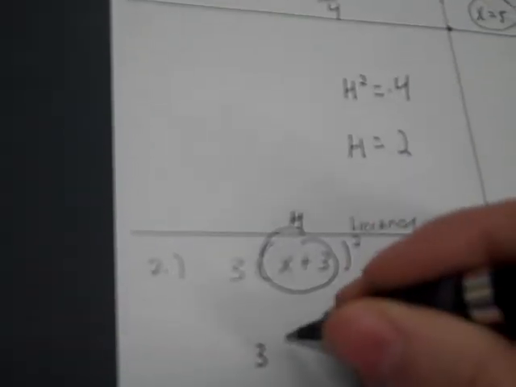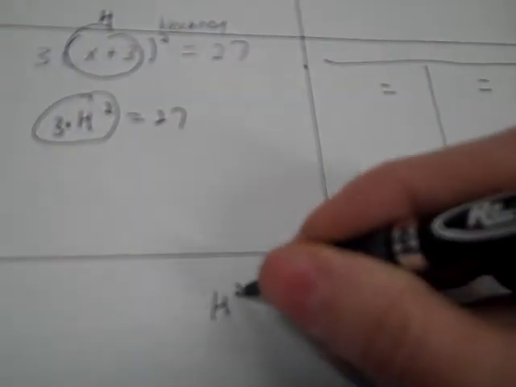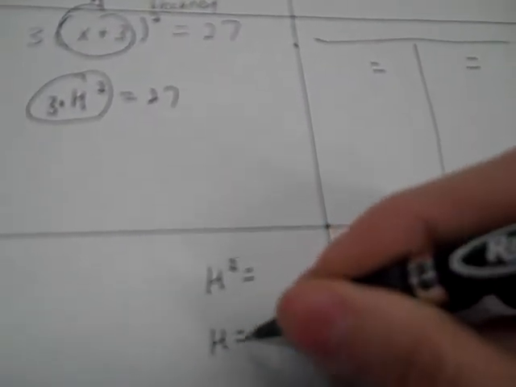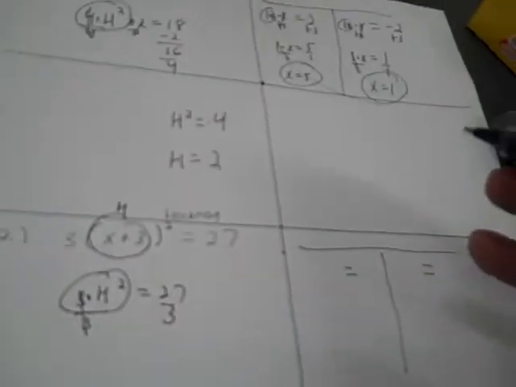Now the next problem, again, I'm blocked because the second power's there. So 3h to the second power equals 27. Okay, so my table. So I dot my h and circle it, and then I'm going to get h to the second by itself and h by itself. So I don't plus or minus, I go straight to divide. And 27 divided by 3 is 9, okay?